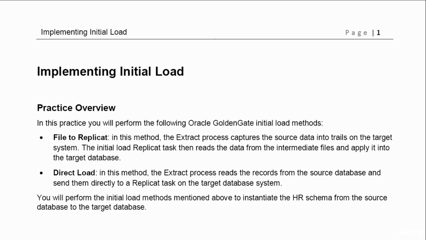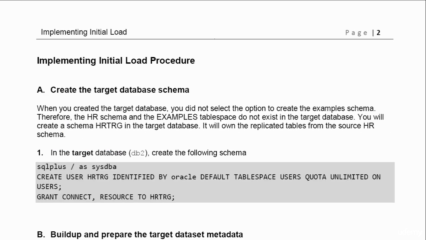In this practice, you will execute two Oracle Golden Gate initial load methods: file to replicate and direct load. Before you execute the initial load methods, you need to make some operations in the target database. First, you need to create the target database schema. The name of the schema will be HRTRG.